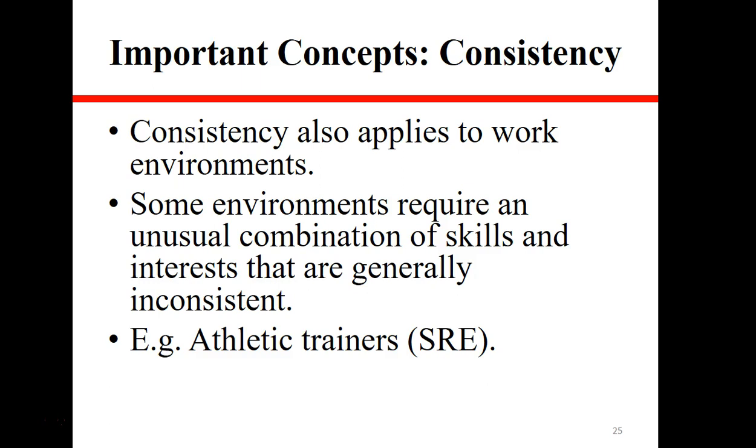So, for example, athletic trainers, if you look at the codes of social, realistic, and enterprising, they're somewhat spread out on that diagram, but athletic trainers have to be able to interact well with people. So that's the social aspect of it. Realistic, they work hands-on with their clients, and enterprising and persuasive in the sense of trying to motivate individuals to aim for better performance or work through an injury. So this is an unusual combination of codes.